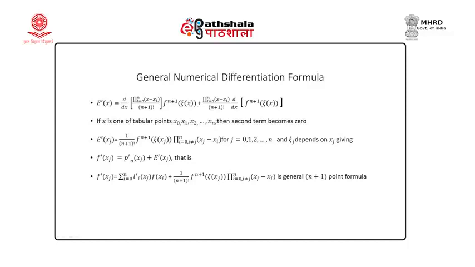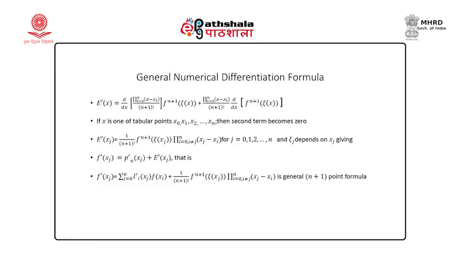So, x is x j, where j can be 0, 1, 2, 3, ... n. So, x is any of the tabular points x 0, x 1, x 2, ..., x n. So, E dash at the point x j is 1 upon (n plus 1) factorial, this term, f n plus 1 derivative at xi, times the derivative of the product i equal to 0 to n of (x minus x i). Here we get x j minus x i, and the derivative of this product is the product over i equal to 0 to n, i different from j, of x j minus x i.